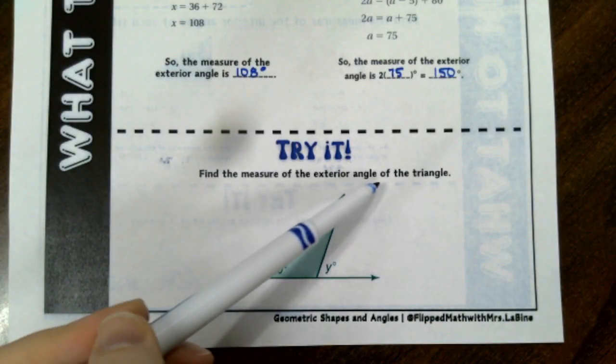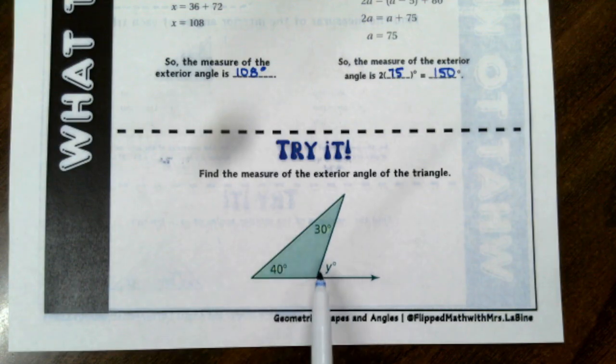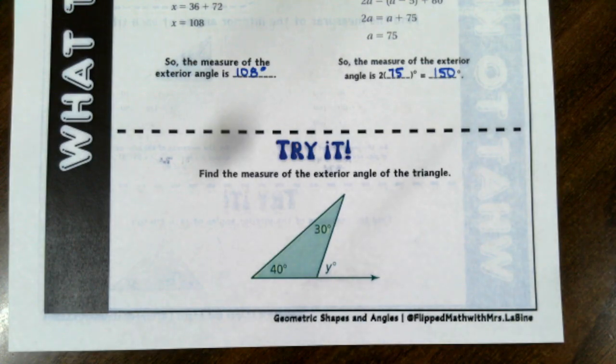Okay, so you're going to try this on your own now, and you're going to find the measure of the exterior angle of the triangle. So remember, y equals these two. So you're going to add these two together and set it equal to y, and that's what you're going to find out.